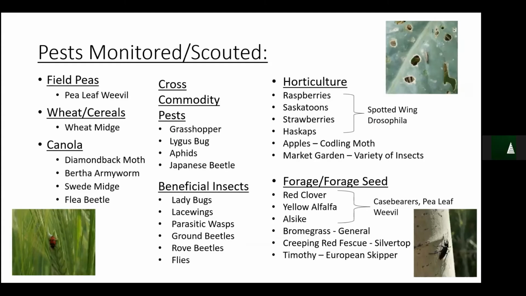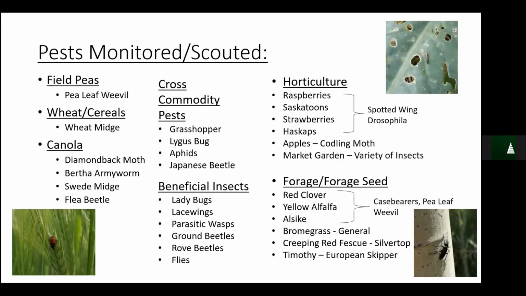This is a pretty big list of insects that we look for, but we do this mostly through some of our traps and some of our sweep netting that I process over the off season. In field peas, we're currently looking for pea leaf weevil. You can see that we're also looking at that one in our forages. That weevil tends to be found in some legumes, in alsike, alfalfa and red clover. It's currently not found in the BC Peace region, but we actively monitor for it.